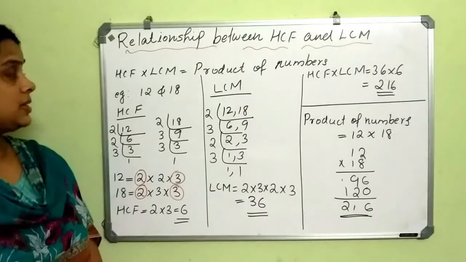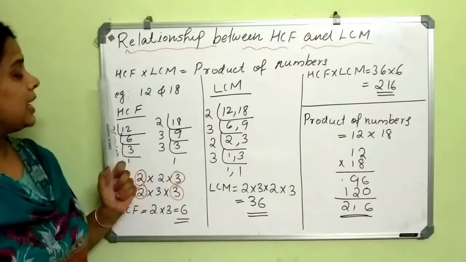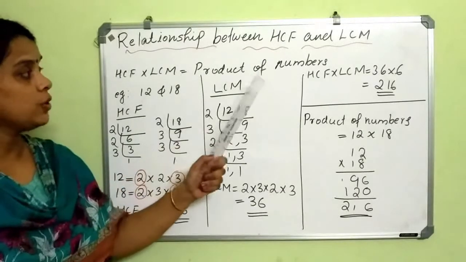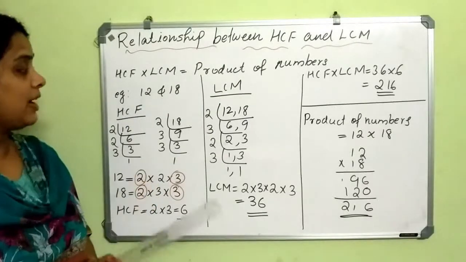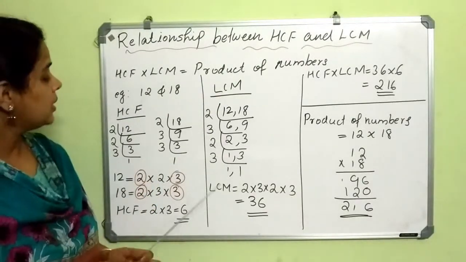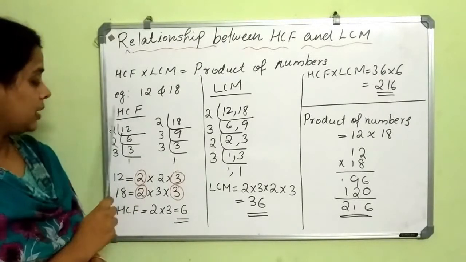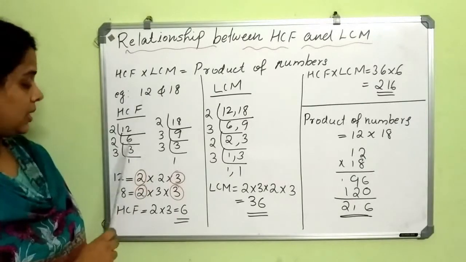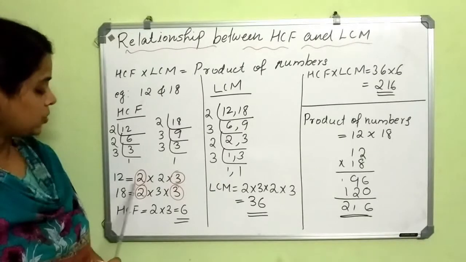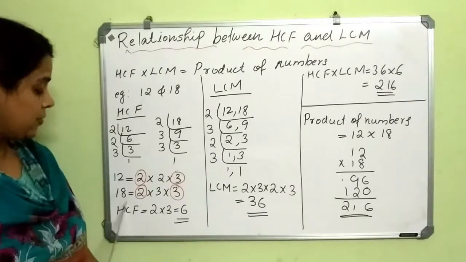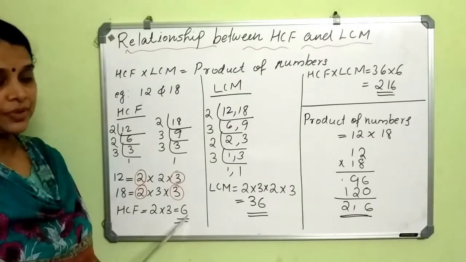Now let us discuss the relationship between HCF and LCM. That is, HCF into LCM is product of numbers. Consider these two numbers 12 and 18. First we need to find HCF of 12 and 18. We can take prime factorization. After this we will get 12 is 2 into 2 into 3. 18 is 2 into 3 into 3. So HCF is product of the common factors, that is 2 into 3, that is equal to 6.